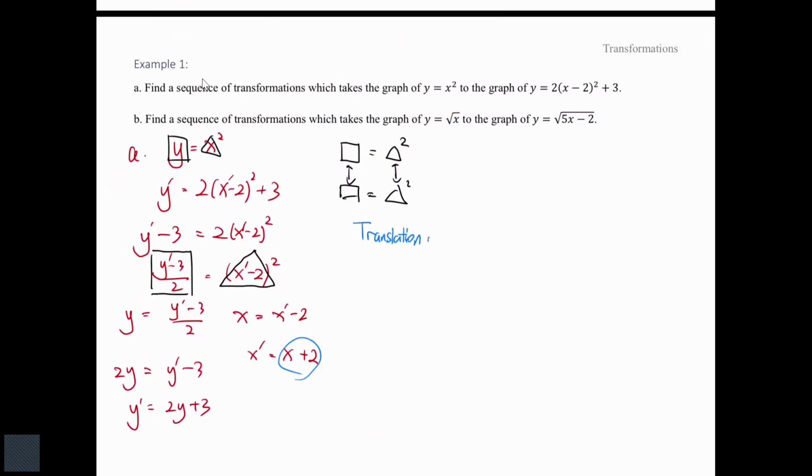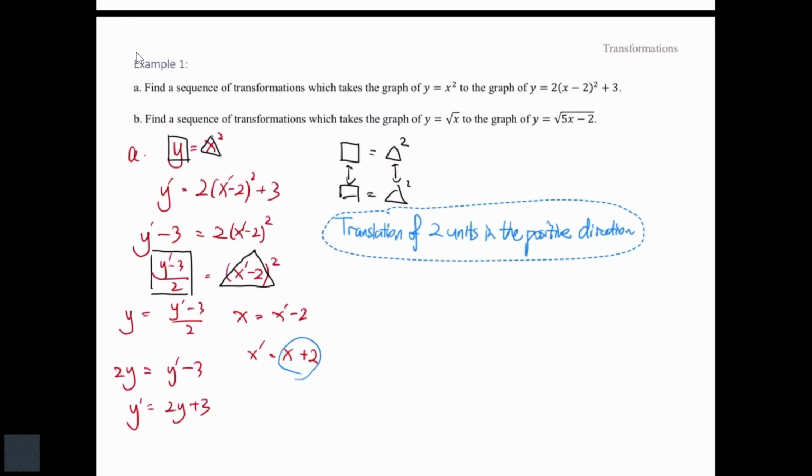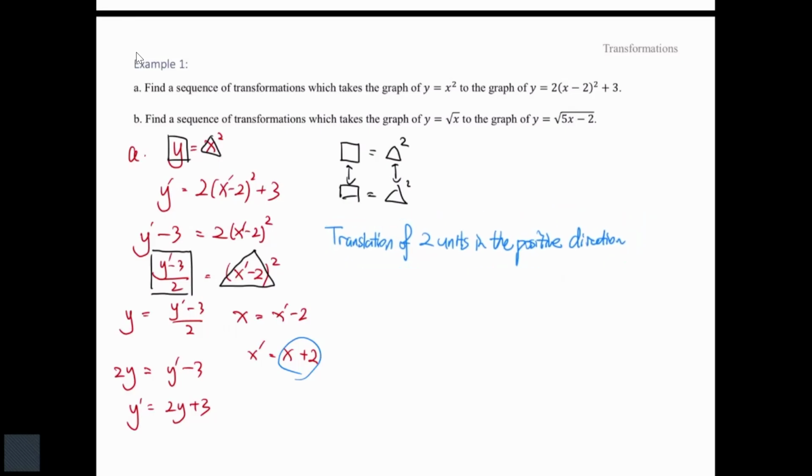a translation of 2 units in the positive direction. I'm going to move it to the right along the x-axis. All right, done for x.